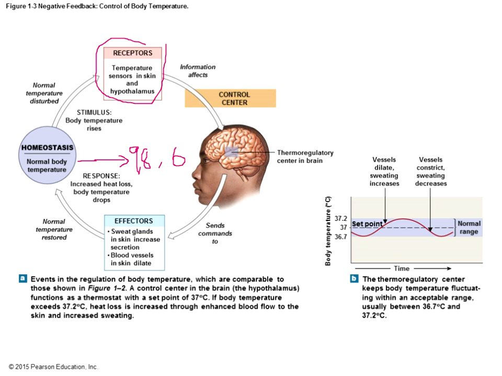And so you have receptors, like temperature sensors in the skin and the hypothalamus, that acquire this information that temperature in your body is not staying the same. And so it sends information to the thermoregulatory center of the brain, which happens to be in your hypothalamus, and it will gather this information in the control center. The control center in the brain then will send commands to effectors to try to cool yourself down.